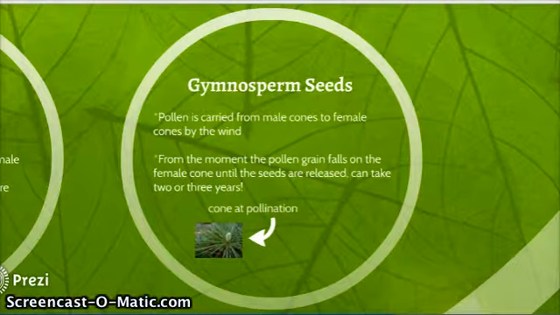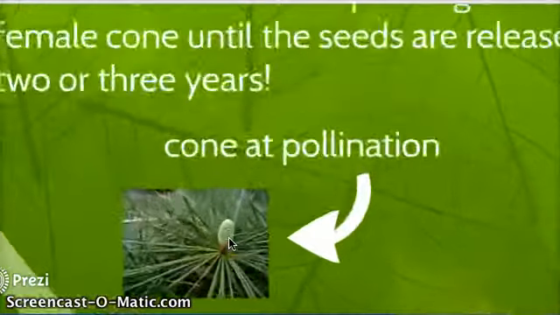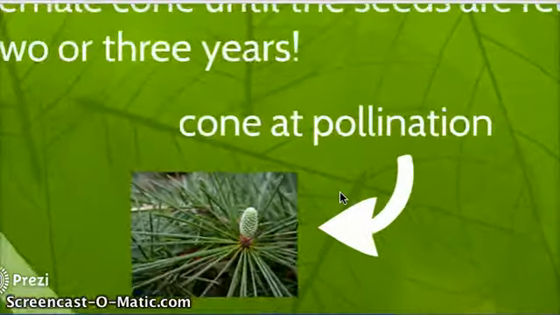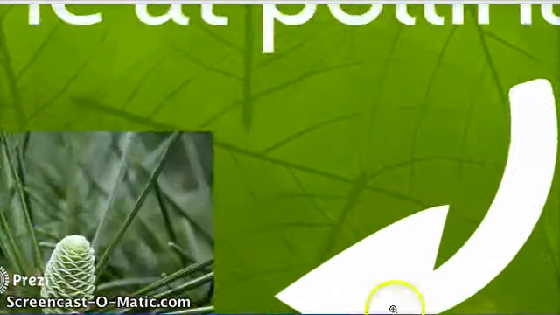From the moment the pollen grain falls on the female cone until the seeds are released can take up to 2 or 3 years, which is a really long time. That's why plants are so valuable and so important. Below here, you will see what a cone looks like at pollination. Let's zoom in on here. So that's what the cone can look like at pollination.